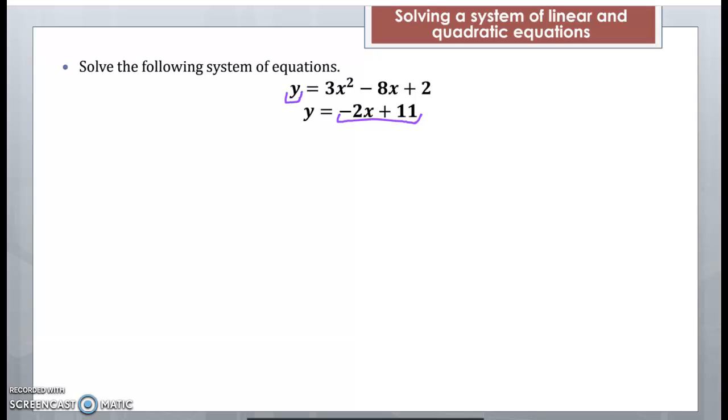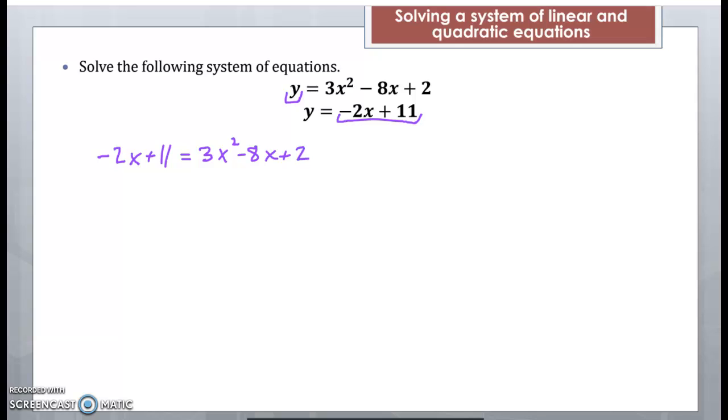Can't we just plug that in for y with the first one? Because we want to know where these intersect. So we want to know where the two equations are equal. So we want to know where the line negative 2x plus 11 is going to equal the quadratic function 3x squared minus 8x plus 2.